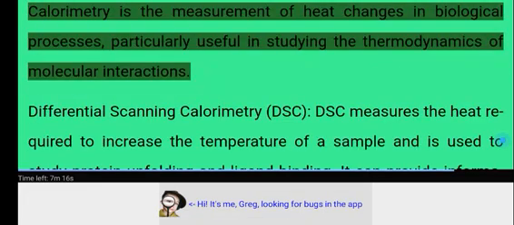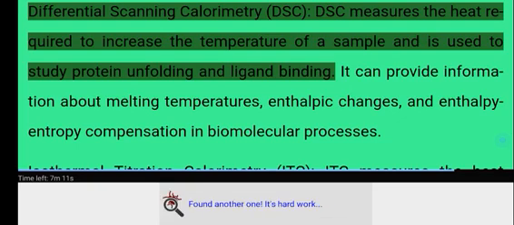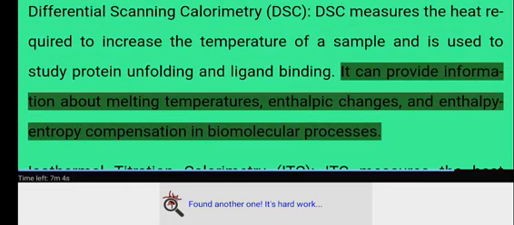4. Calorimetry. Calorimetry is the measurement of heat changes in biological processes, particularly useful in studying the thermodynamics of molecular interactions. Differential scanning calorimetry (DSC). DSC measures the heat required to increase the temperature of a sample and is used to study protein unfolding and ligand binding. It can provide information about melting temperatures, enthalpic changes, and enthalpy-entropy compensation in biomolecular processes.